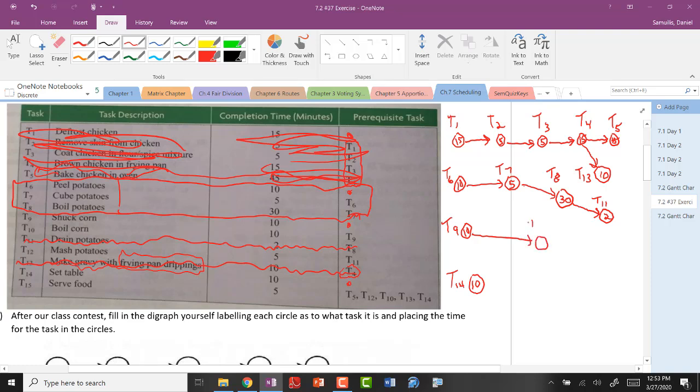Isn't this great? T10, who's hungry? T10 is 10 as well. Right, and then I'm done with these. I wrote those, I wrote those, I wrote all these. All right, we're getting somewhere now. What are we down to?